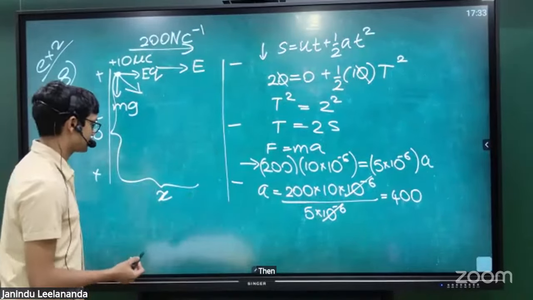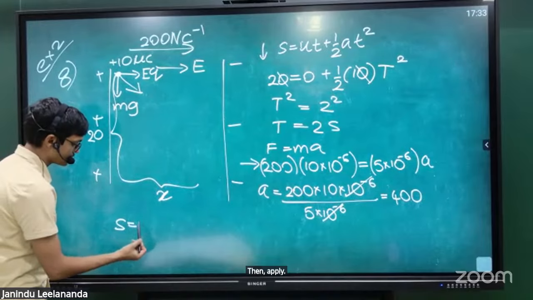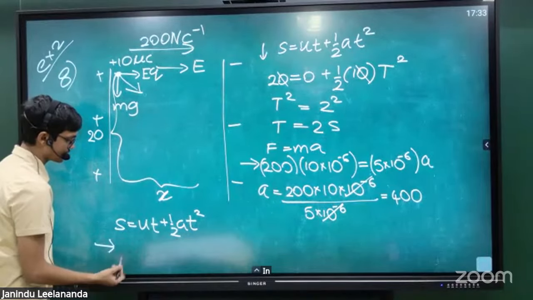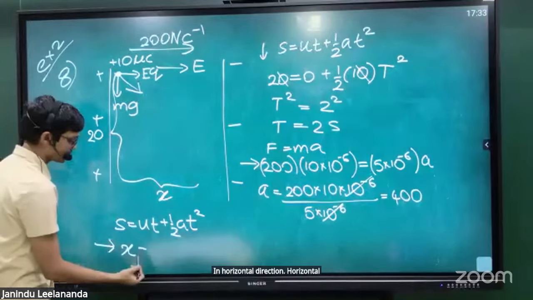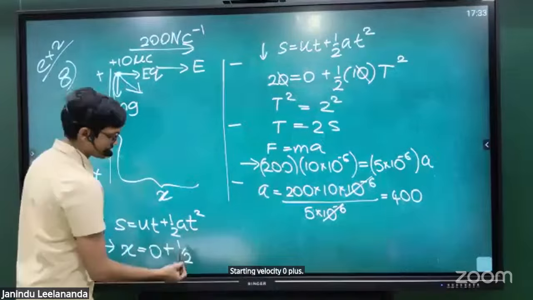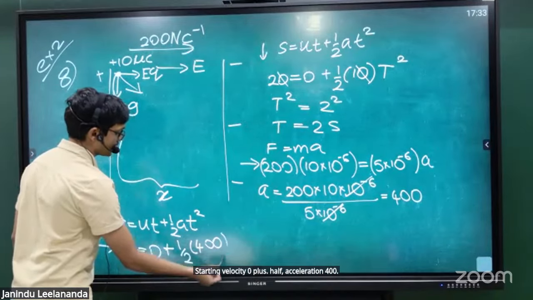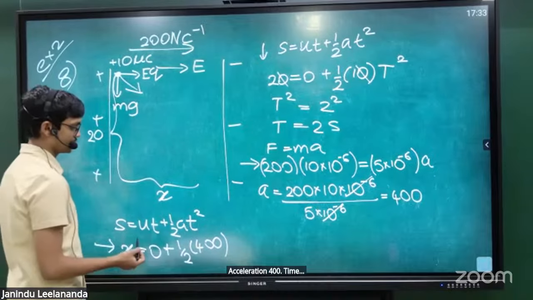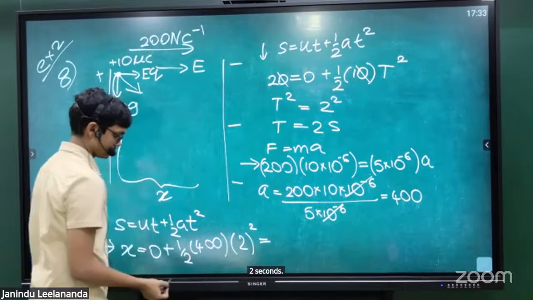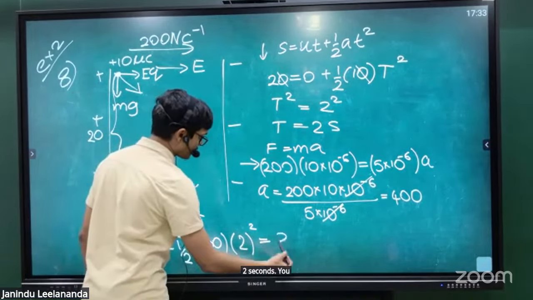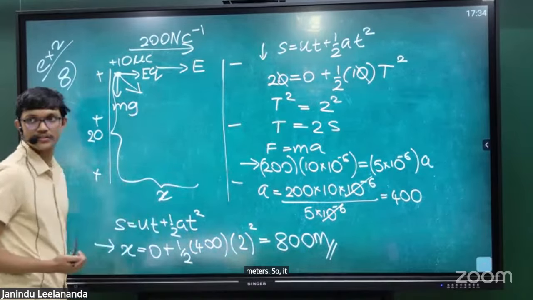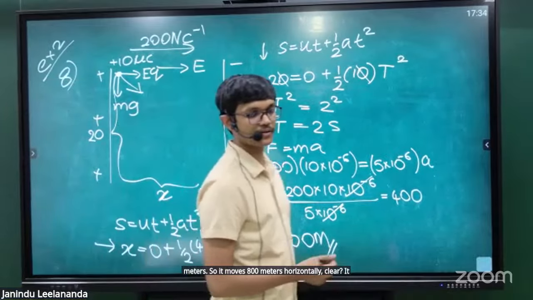Then apply S equals ut plus half at squared in the horizontal direction. Horizontal displacement x, starting velocity 0 plus half, acceleration 400, time 2 seconds. You get 800 meters. So it moves 800 meters horizontally. Clear?